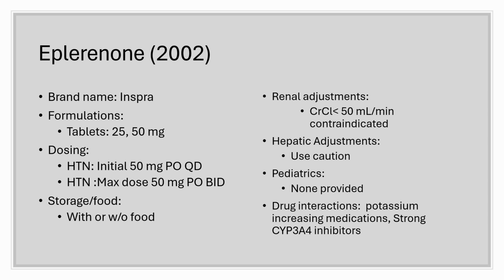Eplerenone was approved in 2002 and its brand name formulation is Inspra. It's available in 25 milligram and 50 milligram tablets. Its initial dose is 50 milligrams by mouth once a day and it has a maximum recommended dose of 50 milligrams twice a day. Its use is contraindicated in patients with a creatinine clearance of less than 50. It is a CYP3A4 substrate, which causes interactions with CYP3A4 inhibitors.